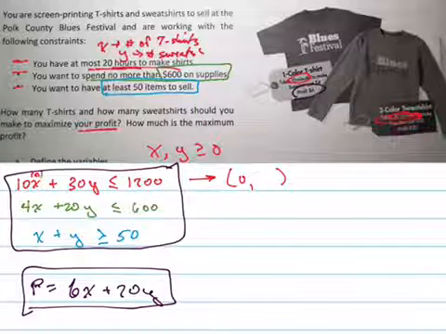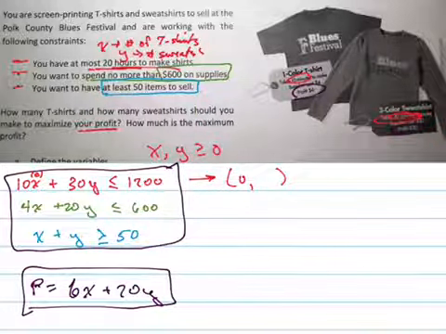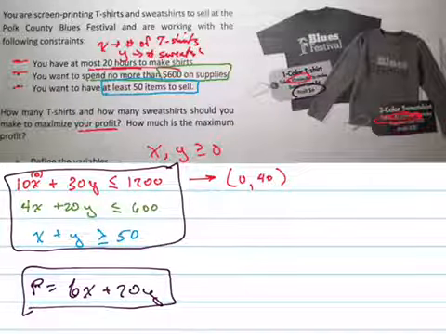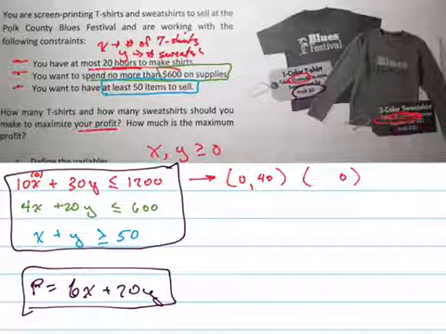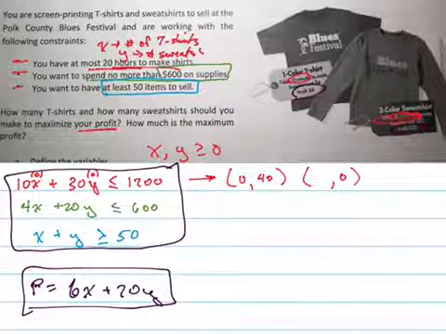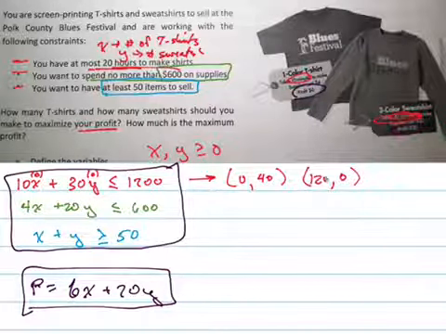So when I plug 0 in for x there, I just divide 1,200 by 30, and now we get 40. So there's one of our points. There's our y-intercept for that point. And then to find the x-intercept, you plug 0 in for y right here, and you solve for x. 1,200 divided by 10 is 120.